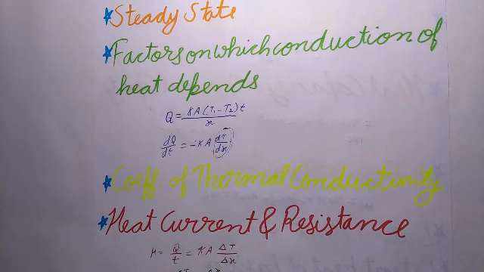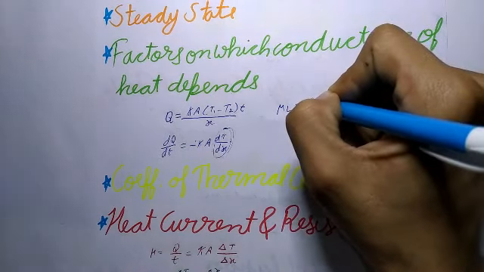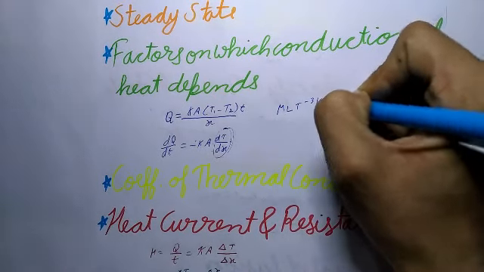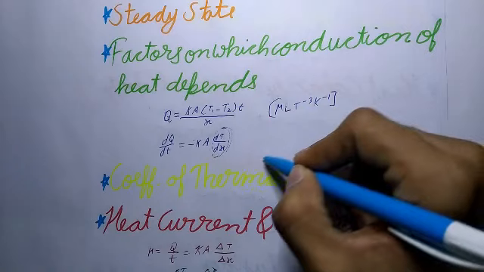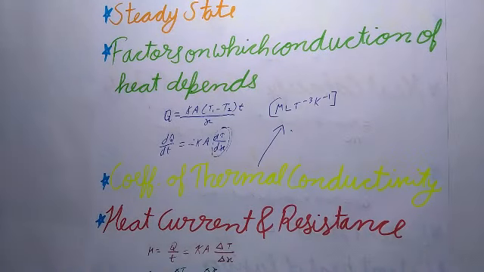And now the dimensional formula of K is, let me write here, MLT^-3 K^-1. This is the dimensional formula for this. And thermal conductivities of metals are much greater than those of non-metals. Gases are poor thermal conductors.